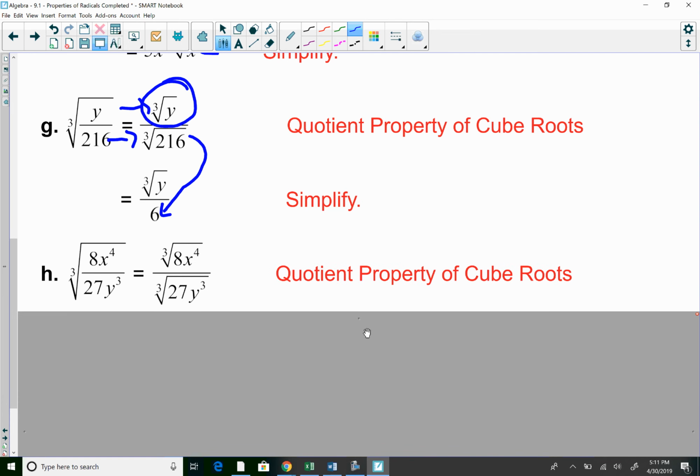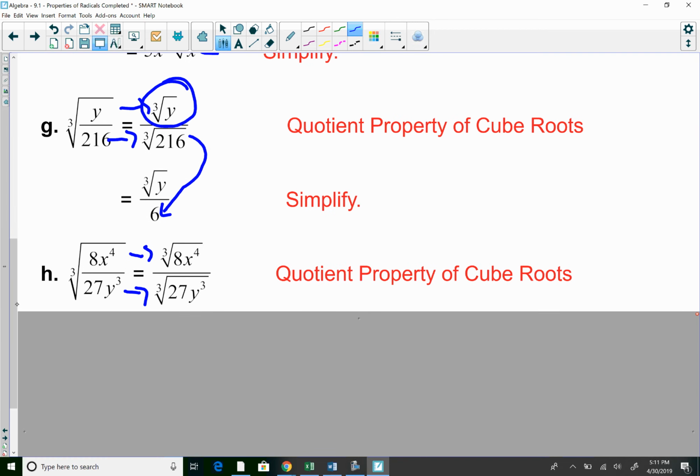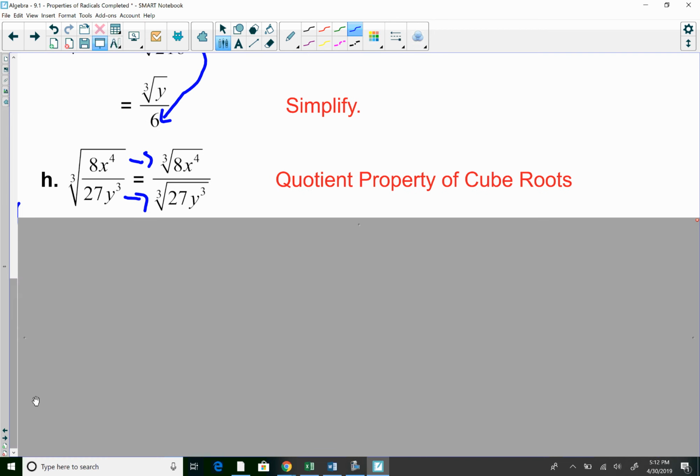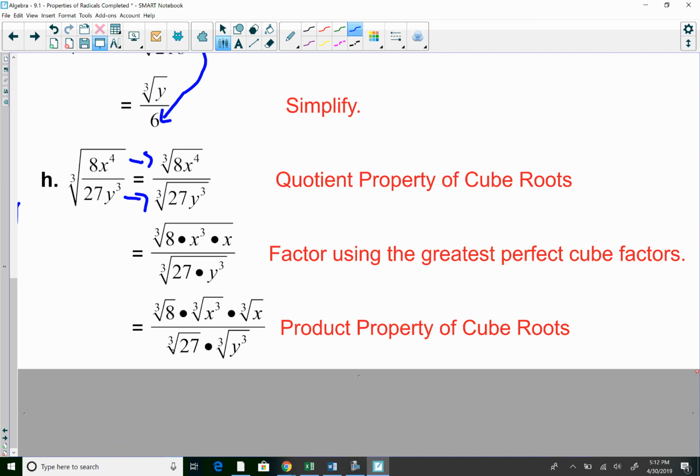Letter H is very similar to letter D, where they are trying to reinforce that the first thing you want to do is separate. So separate this into the cube root of 8x to the fourth, over the cube root of 27y cubed. Your denominator, again, turns out to be a nice perfect cube for you. So you can change that so that it's the cube root of 27 times the cube root of y cubed. The cube root of 27 is going to turn into 3. The cube root of y cubed is going to turn into y.